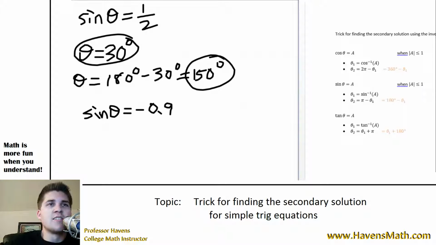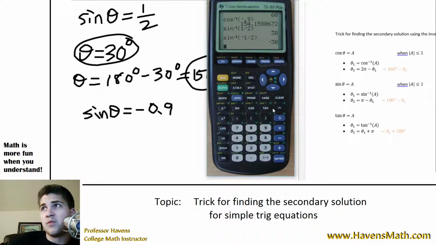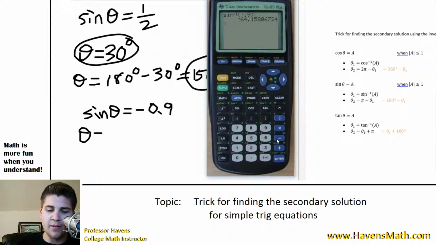And of course, this isn't a unit circle value, so there's really no option besides the calculator. So if we take the sine inverse of -0.9 here, using our TI-83, we get -64 whatever degrees. So if we estimate that, I'm just going to round it to approximately -64, just the nearest whole, -64 degrees.